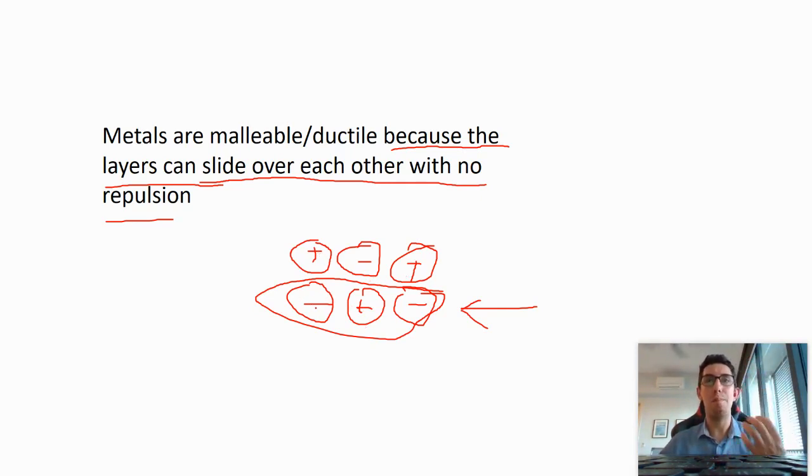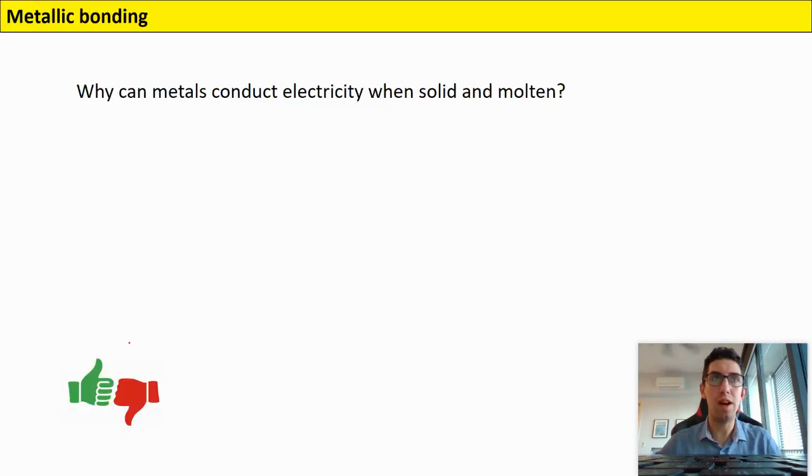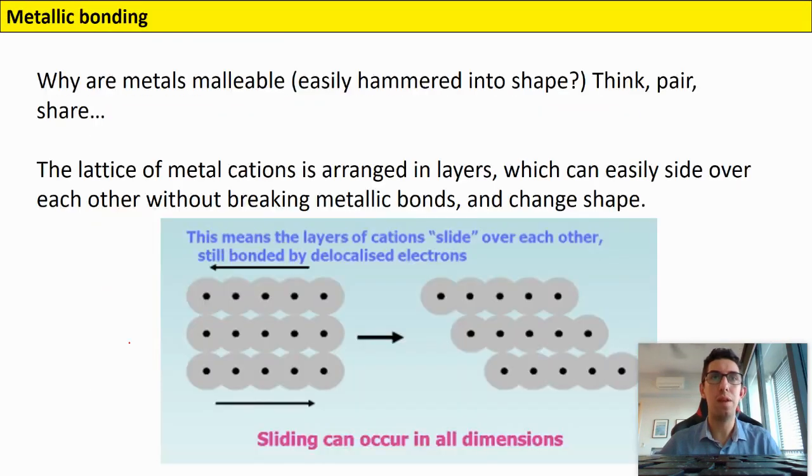It's going to have repulsion, the whole thing breaks up and splits up, whereas it does not for metals. I think I've got a diagram somewhere. Maybe not, let's draw it. Oh yeah, here we go. So metals are malleable because the layers can slide over each other.